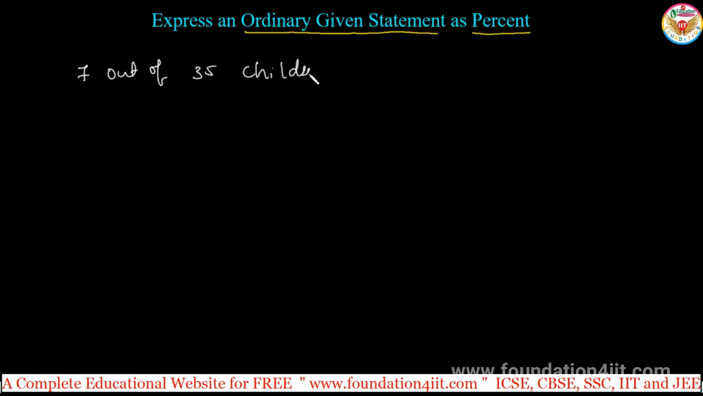Express an ordinary given statement as percent. To do the calculations or the word problems in percent and percentage, you should know this basic thing first: converting an ordinary statement to a percentage. See one example, like 7 out of 35 children are absent. Now the question is to express this statement as a percent.